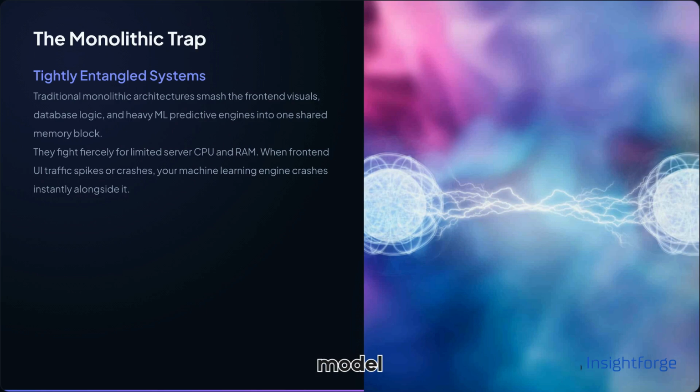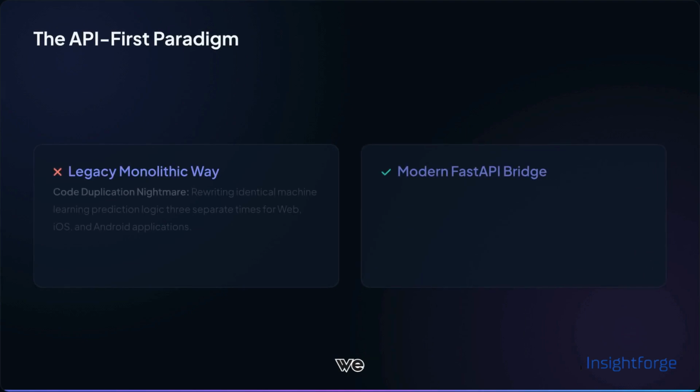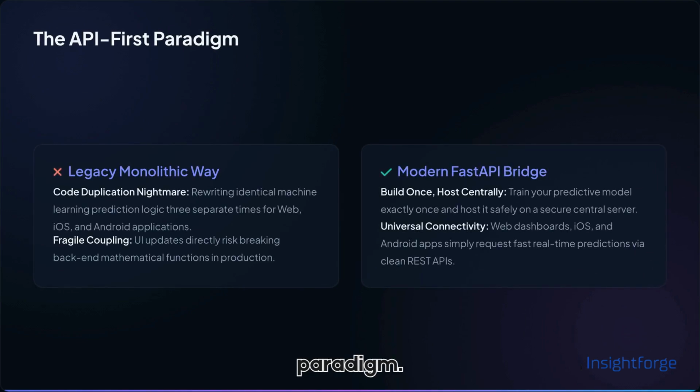You train your predictive model exactly once, host it centrally, and unlock universal connectivity across web, iOS, and Android via clean REST APIs. To make this transition, we have to adopt an API-first paradigm. This means strict separation of concerns. Your heavy ML inference logic stays perfectly safe and isolated from volatile front-end interfaces. It's a completely decoupled system that protects your math from the chaos of user traffic.